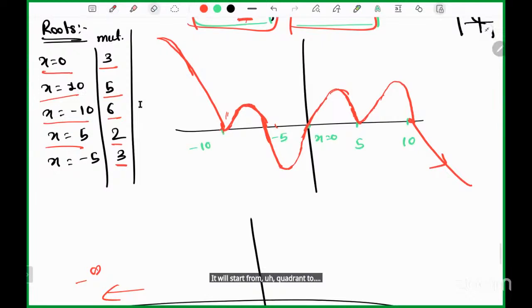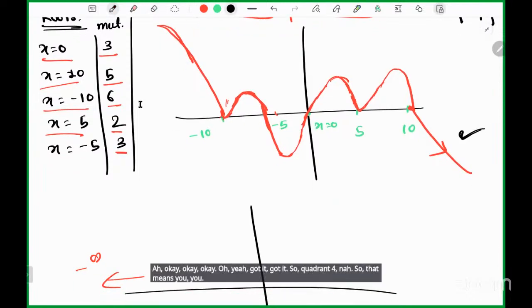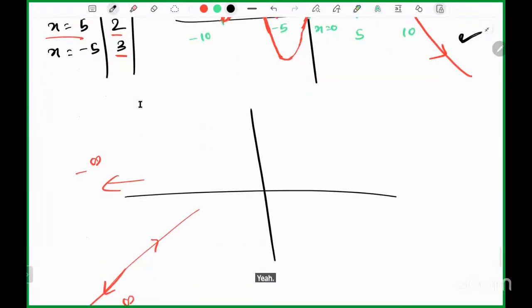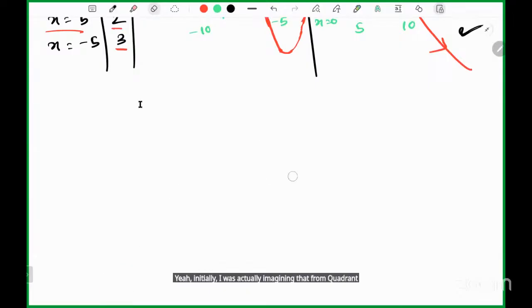Oh yeah, got it. So quadrant 4. So that means you want to start from here. That's also fine. No, it doesn't affect. You can start with 4. You can also start with 2. It's up to you. Initially, I was actually imagining that from quadrant 4. That's why I was asking.